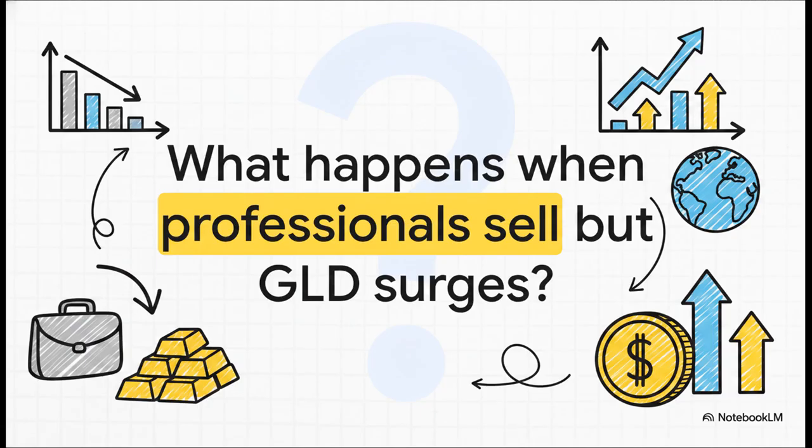Let's do a quick practice exercise to test our joint indicator matrix. If the COT data shows managed money, meaning the professionals, reducing their long positions, but at the exact same time, GLD ETF tonnage, representing the public, is surging, what is actually happening in the market? Think about it for a second.